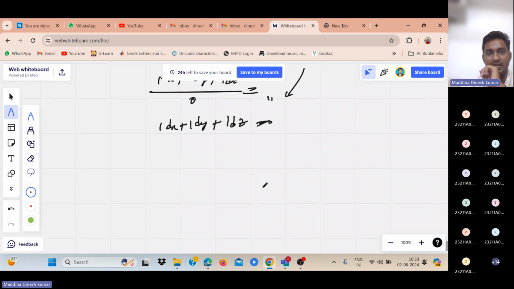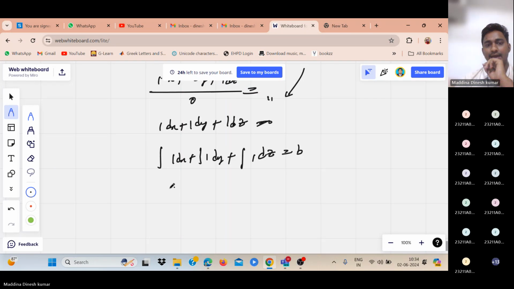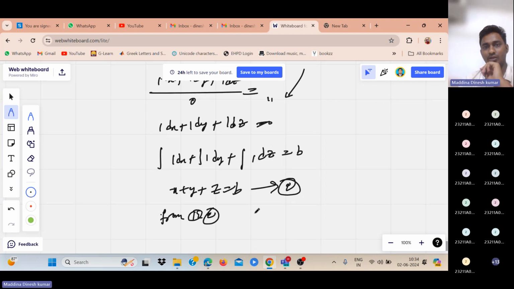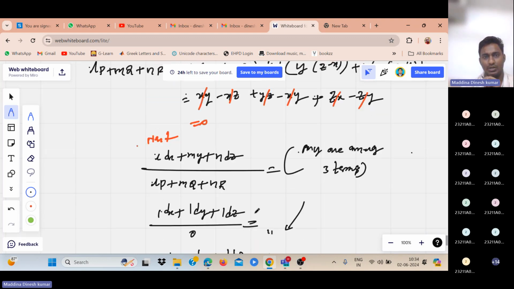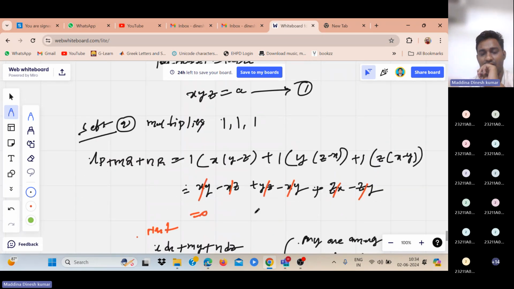Applying integration, here we will get integral 1 dx plus integral 1 dy plus integral 1 dz equal to this constant. I am writing it as b. So here we will get x plus y plus z equal to b. This is solution 2. From 1 and 2, the required solution is from 1 and 2. So what we got, X, Y, Z in product, yes, XYZ equal to A.